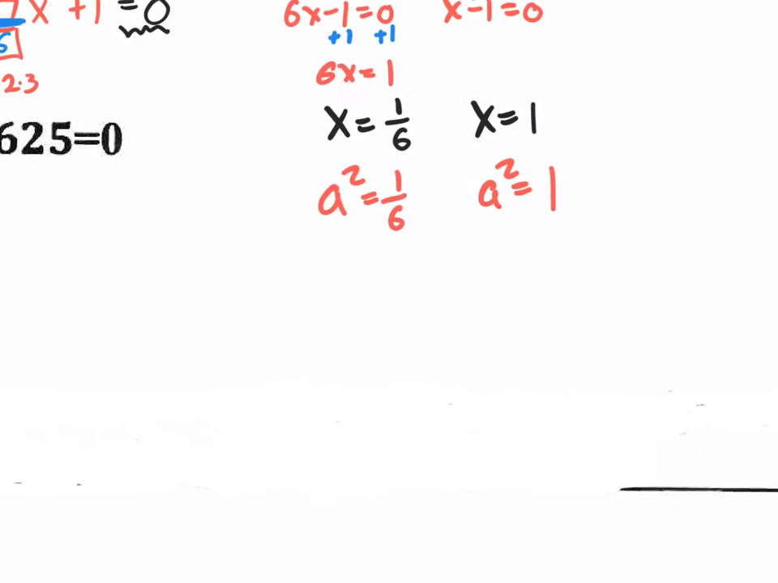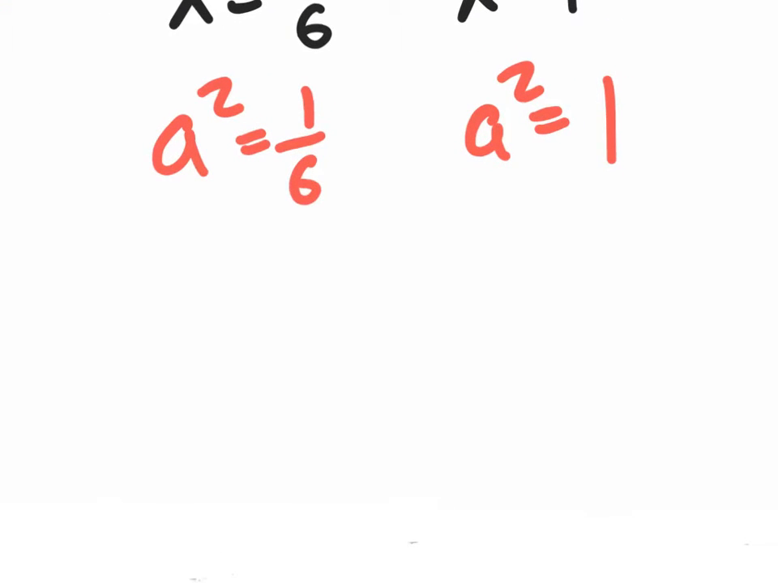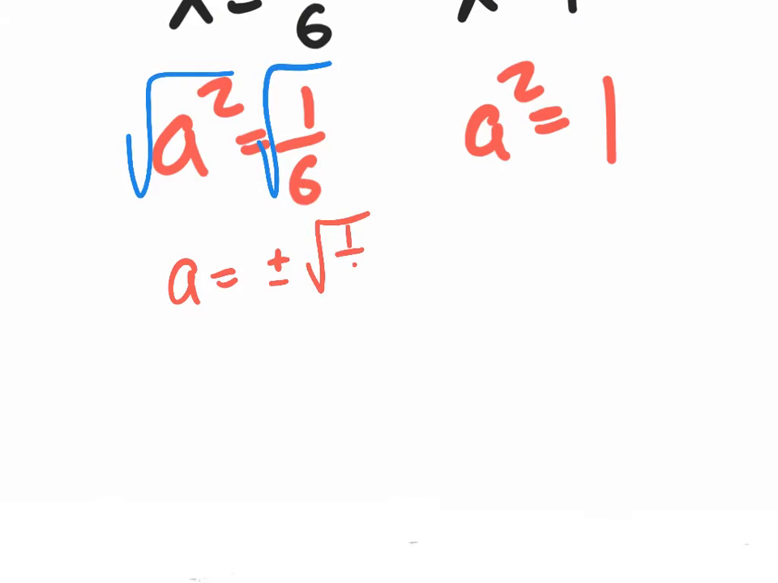And those are actually two quadratic equations that I need to solve. How do you solve a quadratic equation? You apply a square root. What you do to one side, you must do to the other, right? a equals, you have to put a plus or minus in front of your answer. And I'm going to leave it like that, square root of 1/6. You could change the way that looks, but I'm going to leave it like that just to keep it basic or a little more easy.